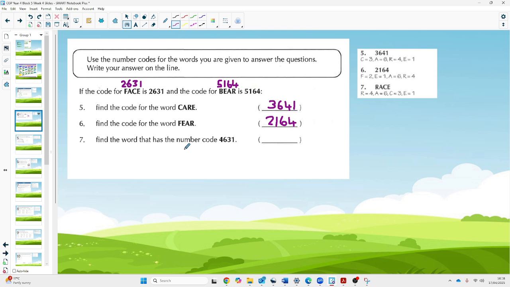Find the word that has the number code 4631. So 4 is the R. The 6 is the A. The 3 is the C. And the 1 is the E. So the word we get there is race.